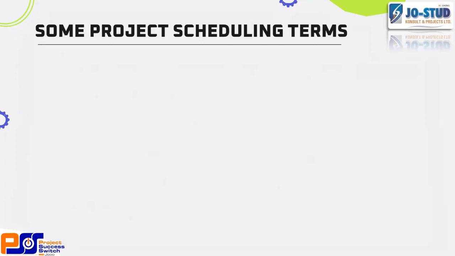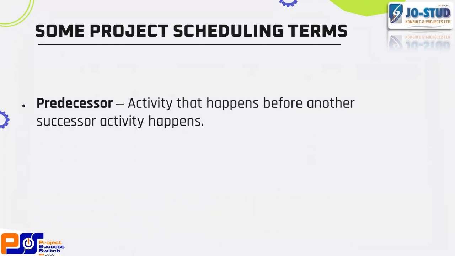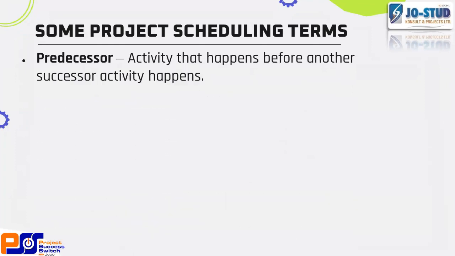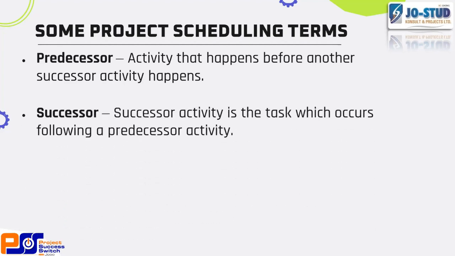All right, now let's go a little bit deeper. Let's look at some other terms that you need to understand before we start using the scheduling tool, right? Now, what is a predecessor? A predecessor activity is the activity that happens before another activity. The activity after is the successor, while the activity before is the predecessor. So it's as simple as that, right?